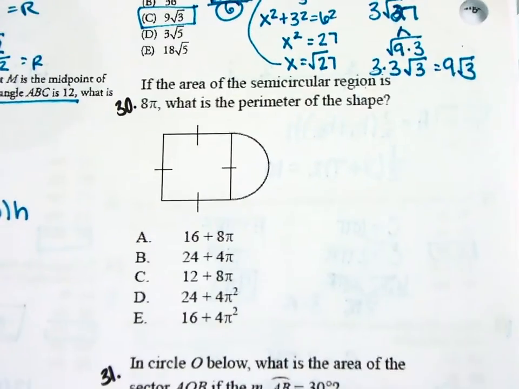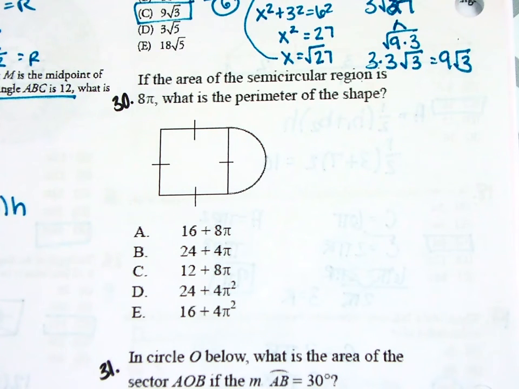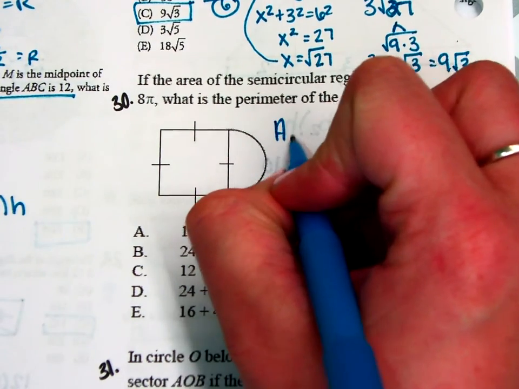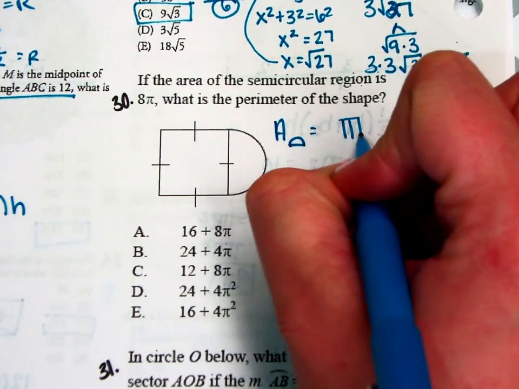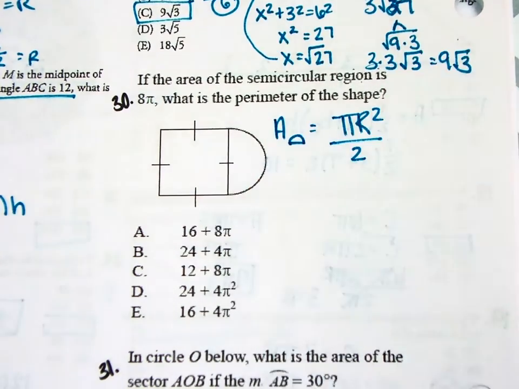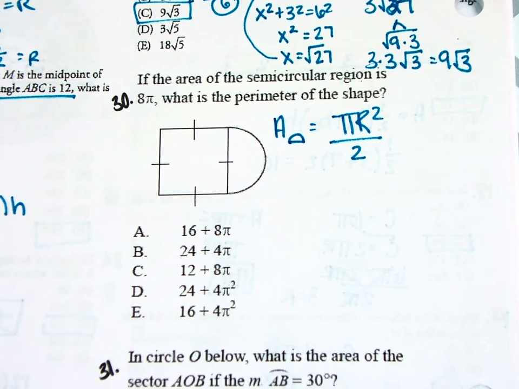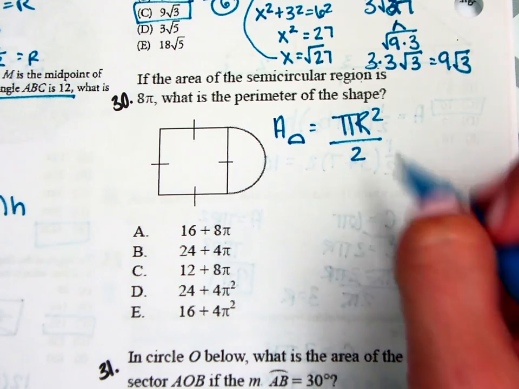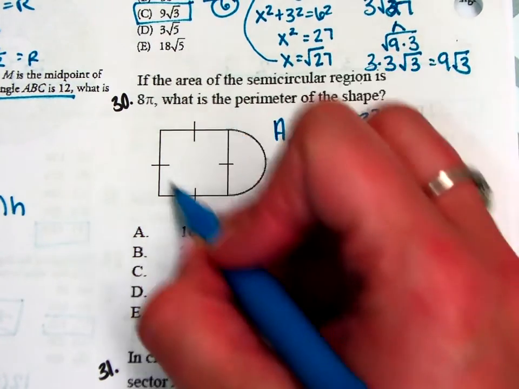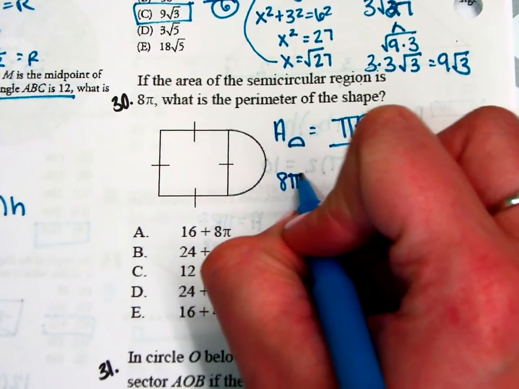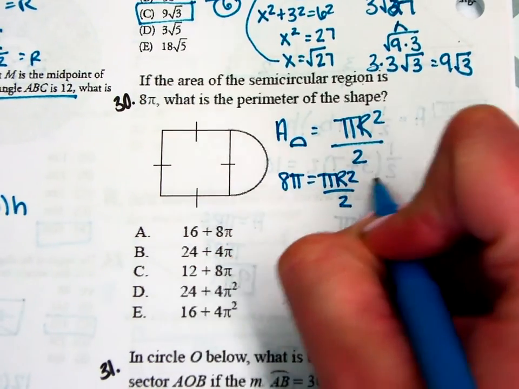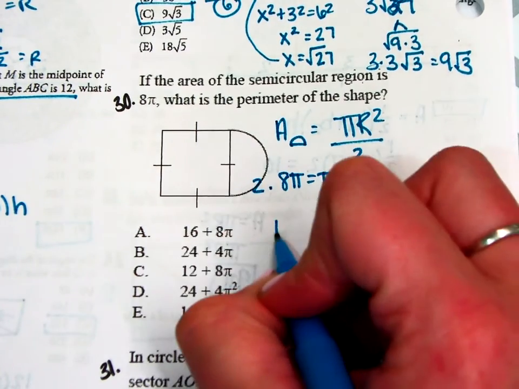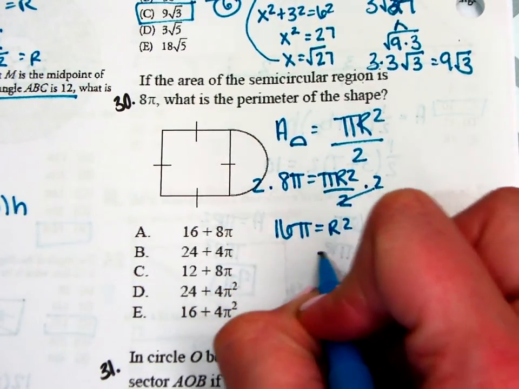Number 30, if the area of the semicircle is 8 pi, what is the perimeter of the whole shape? Okay, so we want the perimeter of the whole shape. So the area of a semicircle, of half a circle, we are still using pi r squared, but we're technically dividing everything by 2 because it's half of a circle. It tells you that right here, our full area of this semicircle is 8 pi equals pi r squared over 2. Times 2 on both sides to clear it, I'm left with 16 pi equals radius squared.